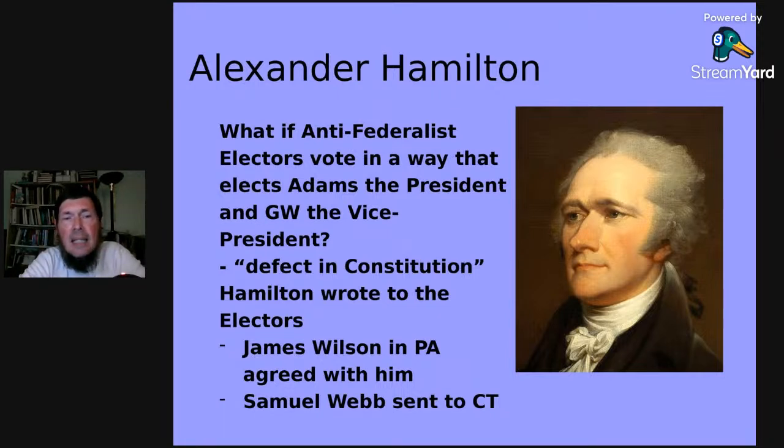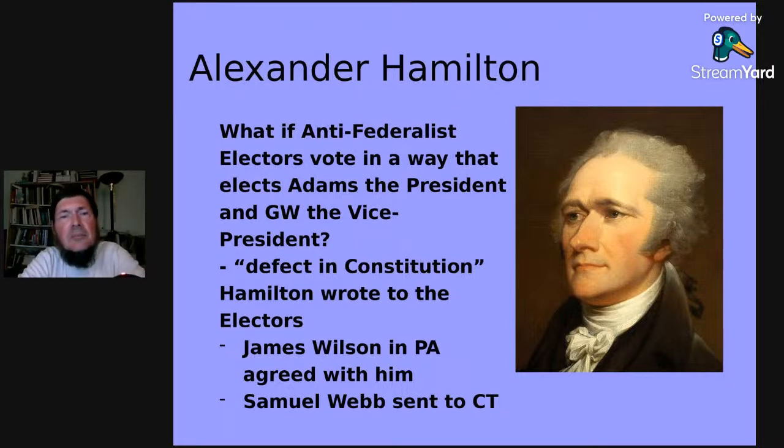So he wrote to various people that he knew. James Wilson in Pennsylvania was one. And he sent people to go visit with the presidential electors in other states to try to get them to throw away an electoral vote or 2, just to make sure that George Washington placed first.